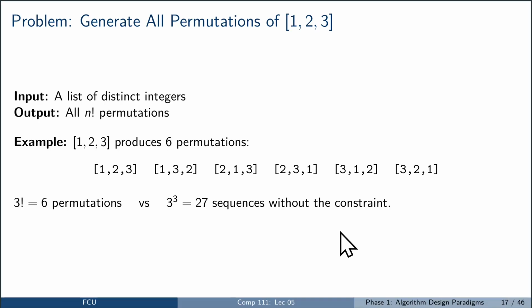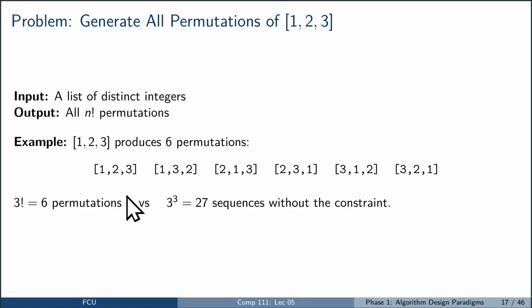The problem, let's say you're given a list of distinct integers, say 1, 2, and 3. You need to generate all n factorial permutations. So how many possible permutations are there for these 3 items? As we know from our high school math class, there are going to be 6 permutations. That's number of items factorial. 3 items, 6 permutations.